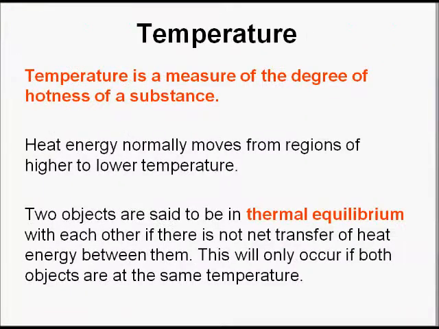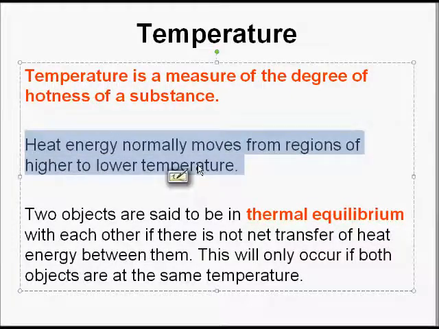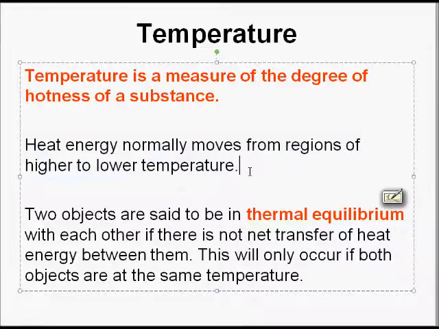Okay, so temperature. Temperature is a measure of the degree of hotness of a substance. So it is not a direct way of looking at the amount of energy that a substance has, because temperature is dependent on the volume and the state and the situation that amount of stuff is in. Heat energy normally moves from regions of high temperature to lower temperature, though. This is why temperature is important.